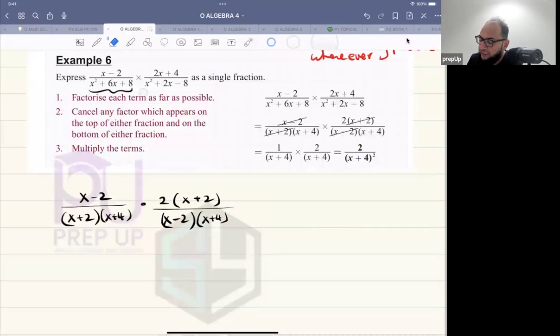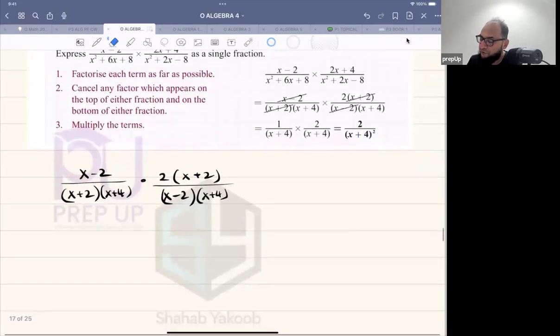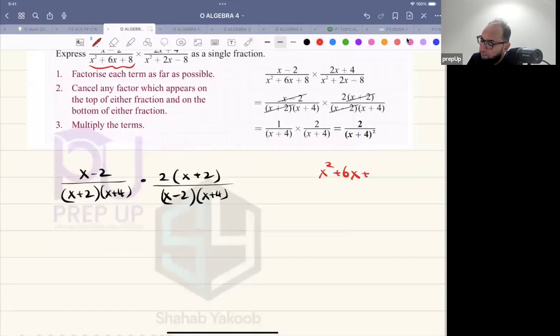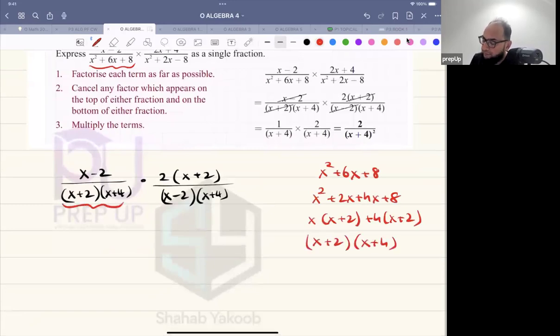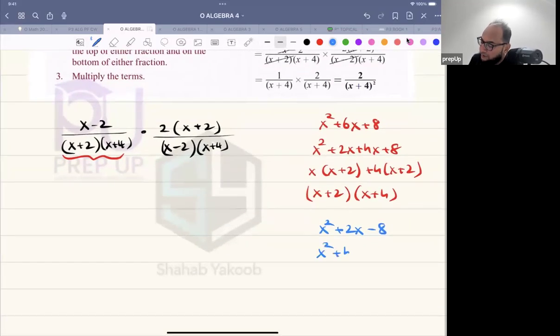Let me show you the working so that none of you gets confused. This one, x square plus 6x plus 8, middle term factorization, that is x square plus 2x plus 4x plus 8, that is x times x plus 2 plus 4 times x plus 2, that is x plus 2, and this is x plus 4. So that is this thing. Similarly, the other one, x square plus 2x minus 8, that is x square plus 4x minus 2x minus 8, x times x plus 4 minus 2 times x plus 4, that is x plus 4, x minus 2.